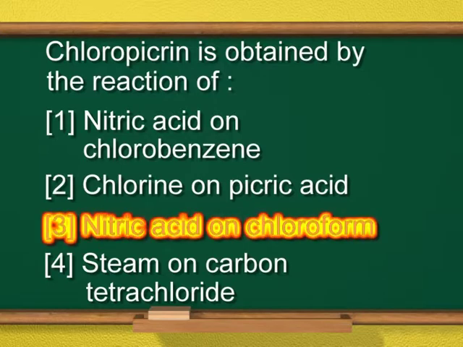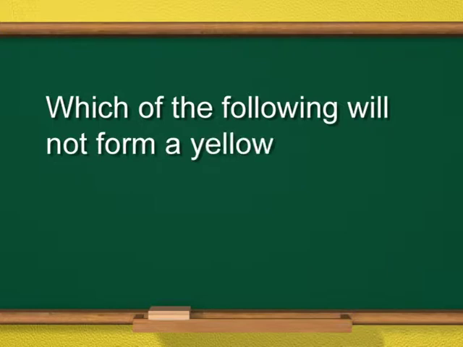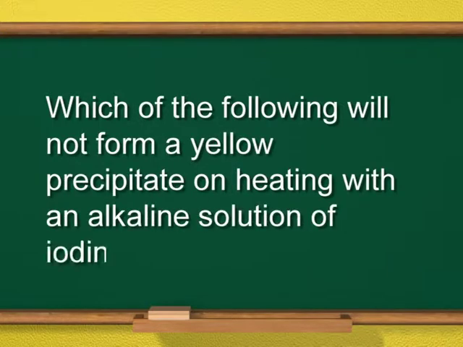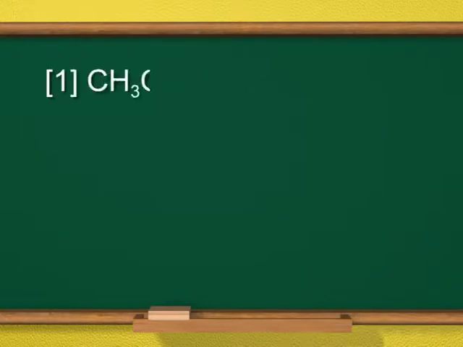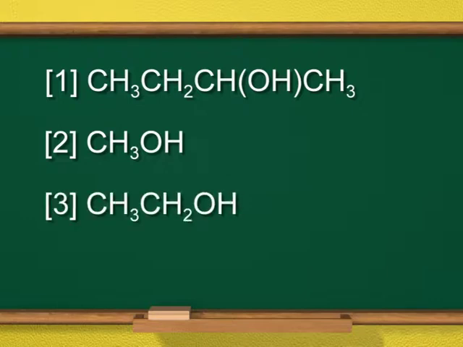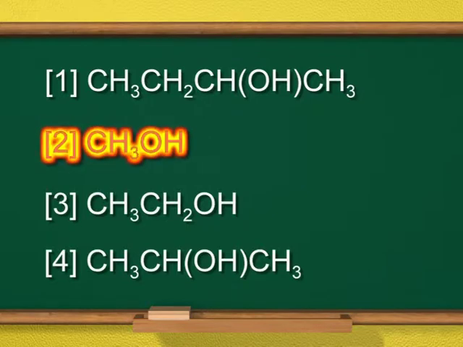My next question for you is, which of the following will not form a yellow precipitate on heating with an alkali solution of iodine? Options are CH3CH2CHOHCH3, CH3OH, CH3CH2OH, CH3CHOHCH3. The correct answer is CH3OH.